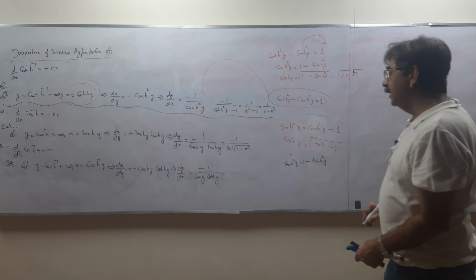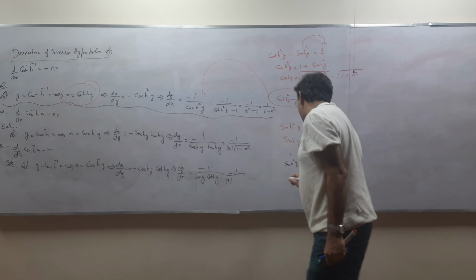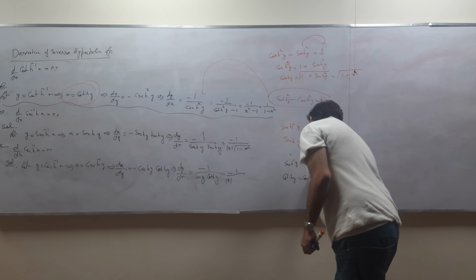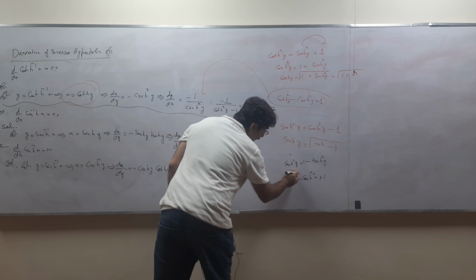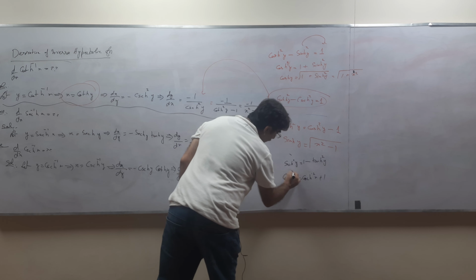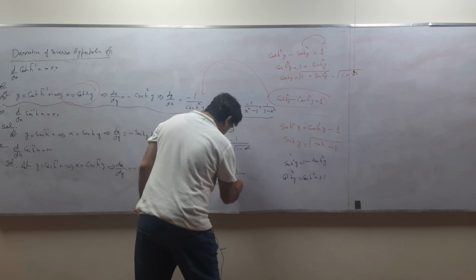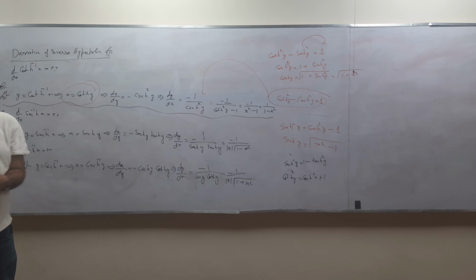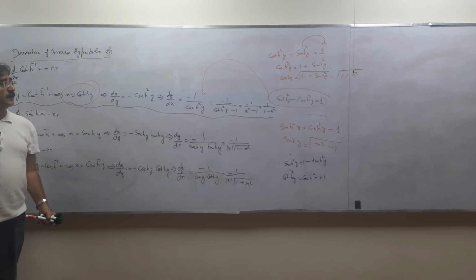What is the relationship between them? Yes, cot hyperbolic squared is cosecant hyperbolic squared plus 1. Okay. Yes, so that will be equal to, so that's all about the hyperbolic functions. Okay, completed. Okay, so that's completed.